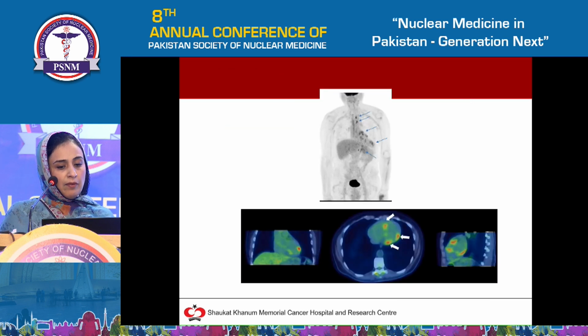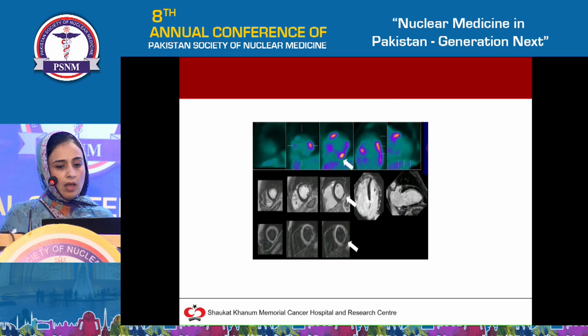So, a couple of examples. You can see multiple focal areas of uptake in the myocardium. So you report them as focal uptake. Diffuse can be poor preparation or no uptake.